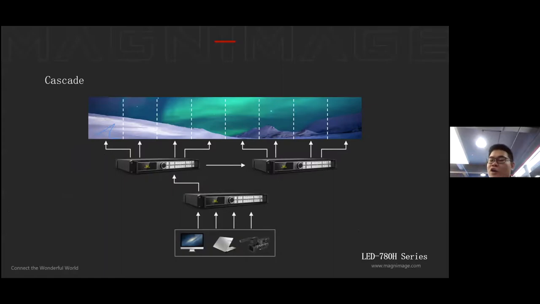Here we can do a two-piece cascade. We just connect two pieces by the line cable and use this one to control. So the resolution can be much more than this. Double. Another one. Use two pieces, you can do a big screen.